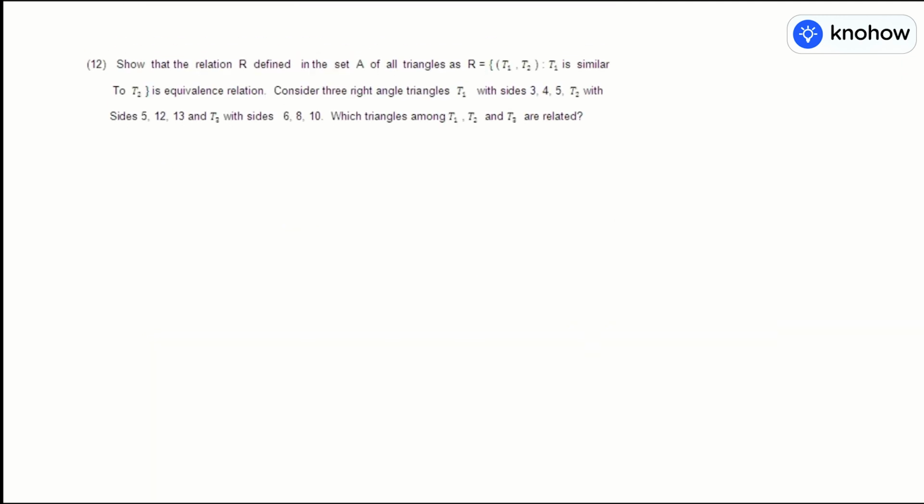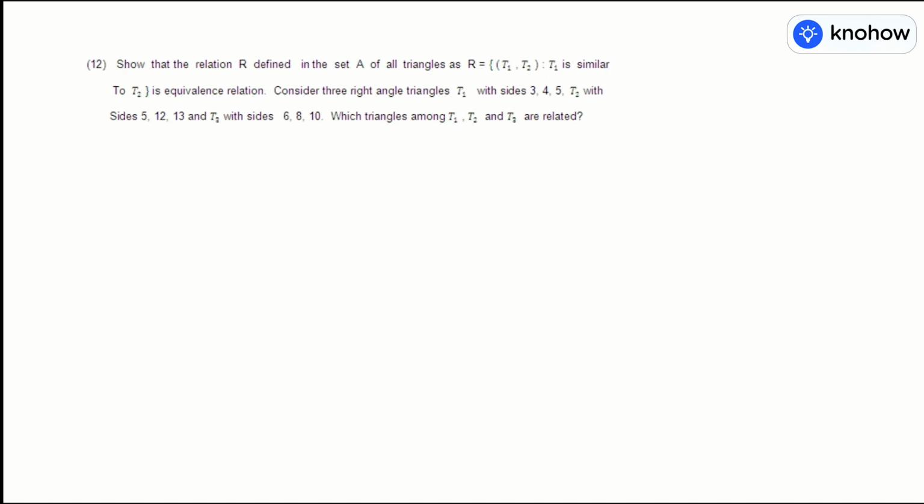Show that the relation R defined in set A of triangles as R equal to T1 related to T2, where T1 is similar to T2, is an equivalence relation. That is the first part. And then again we have to prove that for the three triangles T1, T2, T3 whose sides are 3, 4, 5; 5, 12, 13; and 6, 8, 10, we have to find out which triangles among T1, T2 and T3 are related, that is, which two are mutually similar. That's what we have to do. So let's take the first part.